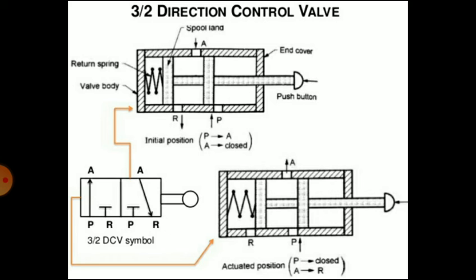Then the 3/2 direction control valve. The initial position is that P is connected to A, and you can see it is a push button valve. There is a return spring. You can see the symbolic representation at the bottom of the left hand side. So P is connected to A, and A is connected to R. In the actuated position, you can see P is closed, and A is connected to R.